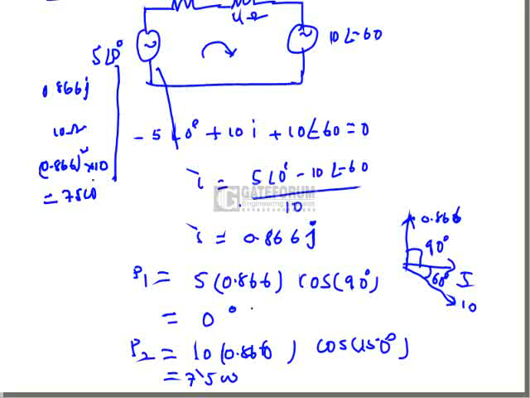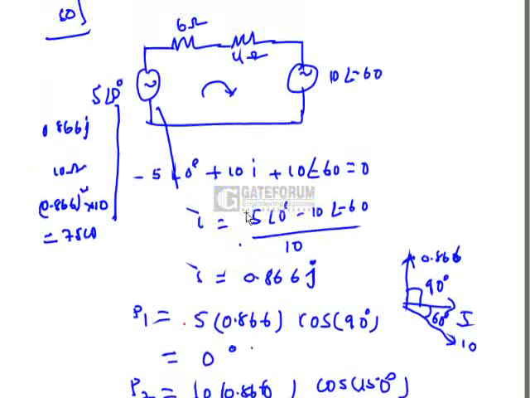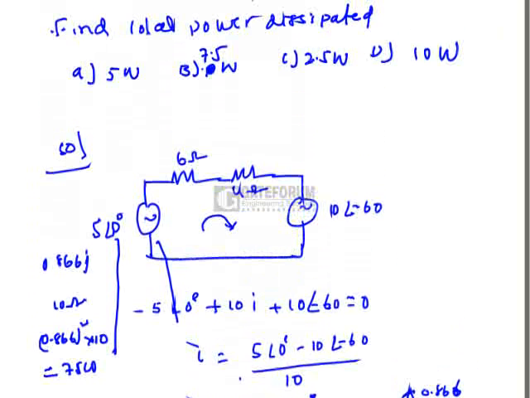We can do it another way also. If you sum up P1 and P2, we get 7.5 watts. That means in a network, the total power generation is always equal to the total power consumption. So we can find the total power with the help of the voltage sources, or we can find the current and then the loss, the total power consumed, that is 0.866 whole square into 10 watts. So the answer is 7.5 watts, and we have to go for option B.